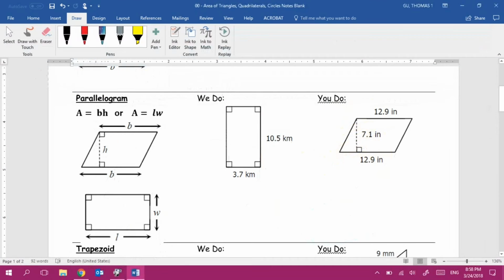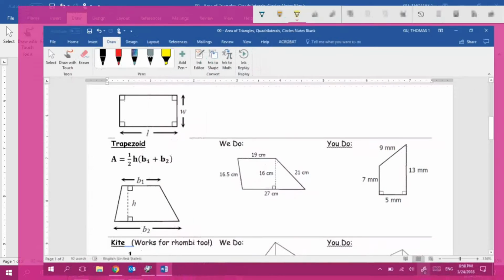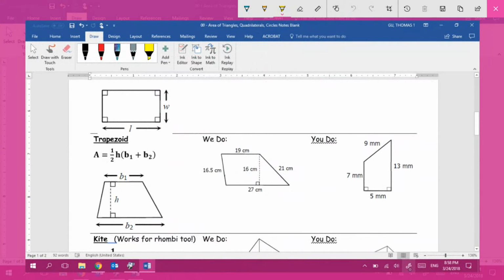Moving on, trapezoids. Oh my goodness, this one looks a little confusing. So on the trapezoid, it's going to be half of the height times the sum of both the bases. Base 1 plus base 2. So how does this look? I'm going to show you in an example. So take a look at the we do.